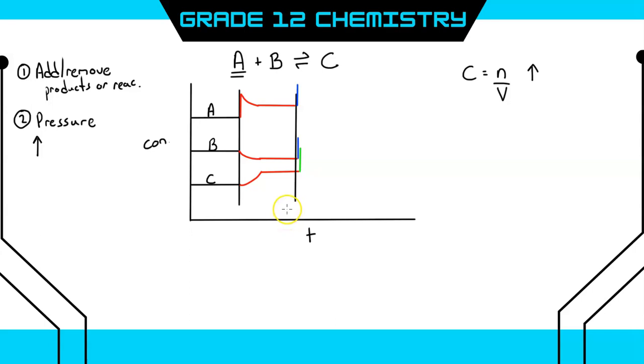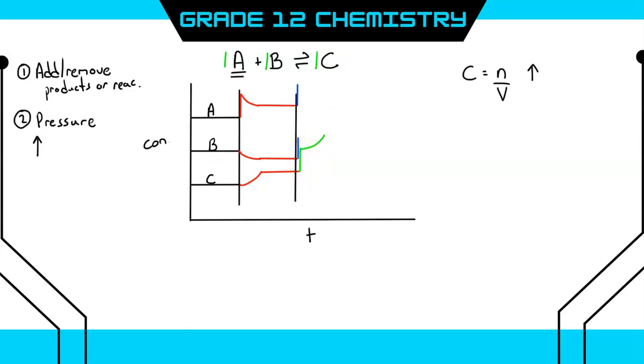Well, if pressure increases, it wants to take up less space because it has less space. So notice here we have 1 mole of substance A, 1 mole of B, and 1 mole of C. If A and B combined to form C, it would take up less space. So what we want to do is favor the direction of the reaction that gives us fewer molecules. In this example, we increase pressure, so we're going to favor the forward reaction. If we favor the forward reaction, our product is going to increase. So that's going to go up.